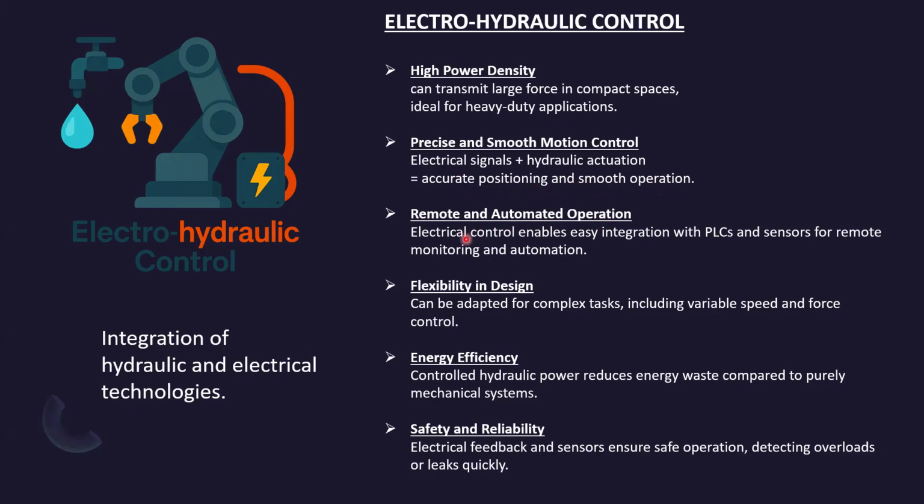Remote and automated operation. Electrical controls enable easy integration with PLCs, programmable logic controllers, and sensors for remote monitoring. All right, so combining the hydraulics and electrical systems, we can get the best of both worlds. Plus, electrical signals can be transmitted over longer distances. You can transmit electrical signals across the continent. Try to build a pipe that moves air from China to Africa.